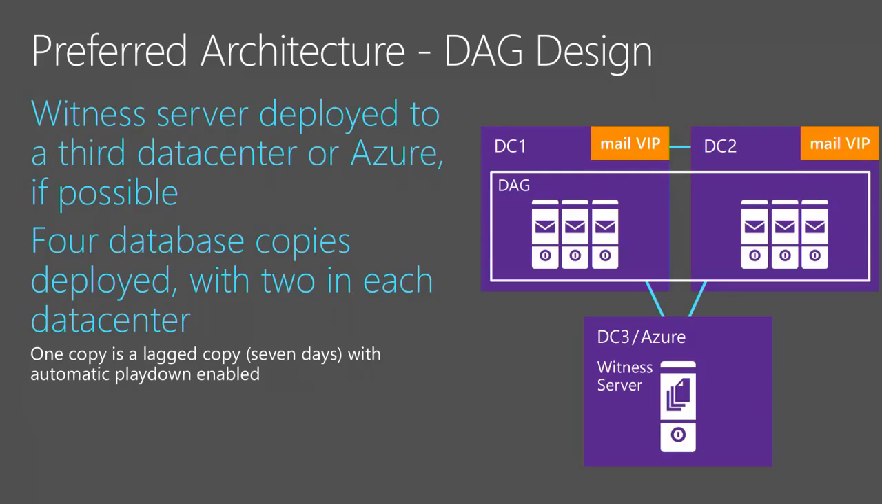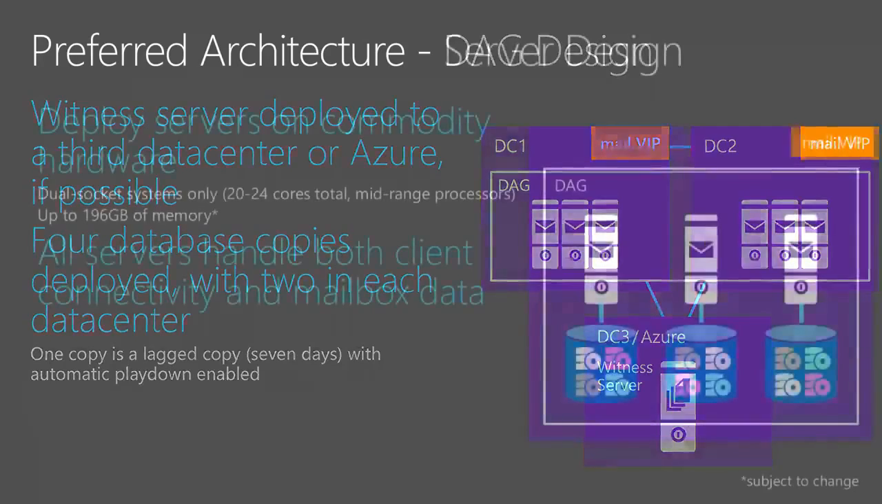We want 4 copies of each database, 2 in each data center. And one of those copies, as I said, will be a lag copy with a 7-day lag with our automatic lag playdown feature enabled. And I'll talk about that in the HA session as well.